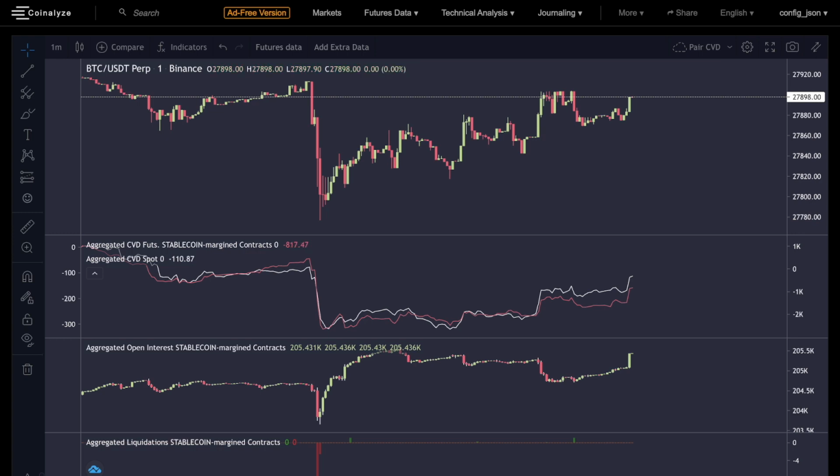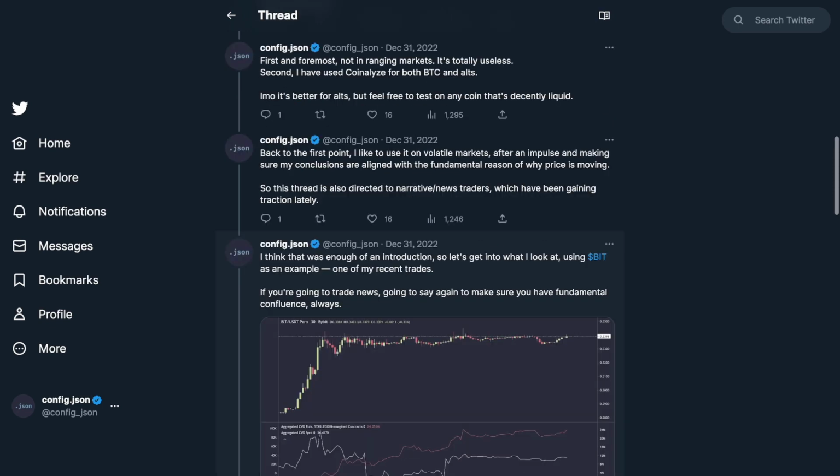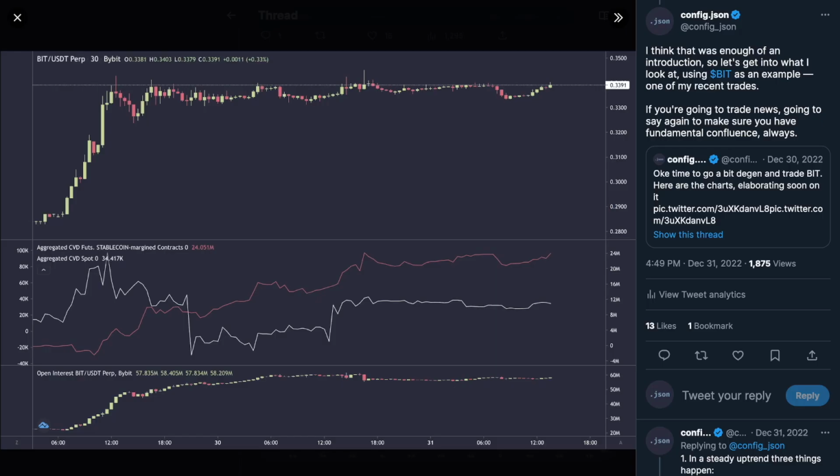And I'll go back to Twitter and show you this trade example, although I also have a chart. We go here. I have in first place this BTC chart from a few months ago. So yeah, you have first a steady uptrend, in which you see there's price going up, of course. There's OI going up.